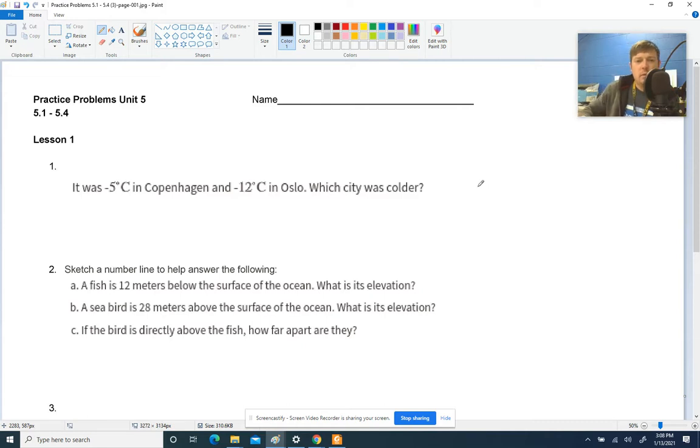I know it's a short week, but we can knock these out. They're pretty easy. So we're going to jump right in here with the first lesson, really just ordering and comparing numbers that are negative and positive.